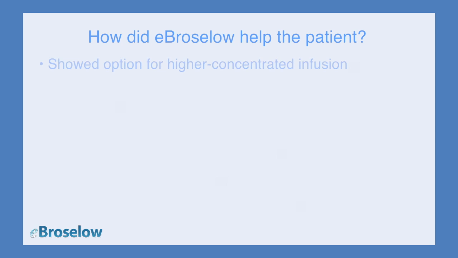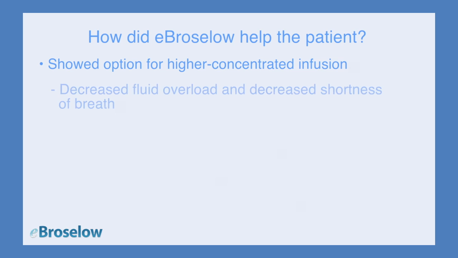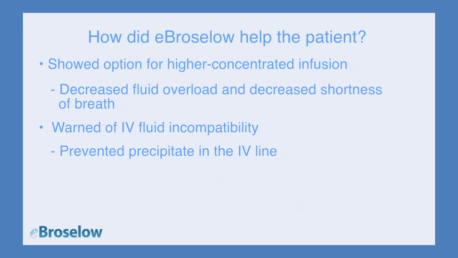First of all, eBroselow quickly notified the nurse and the physician of the availability of a higher concentrated infusion. This decreased his risk for fluid overload and subsequently decreased his shortness of breath. Also, eBroselow showed the nurse that the medication is incompatible with the currently infusing IV fluids. This prevented precipitate in the IV line. eBroselow recommended using a larger vein due to the risk of phlebitis. Following these instructions prevented phlebitis and also decreased patient discomfort.